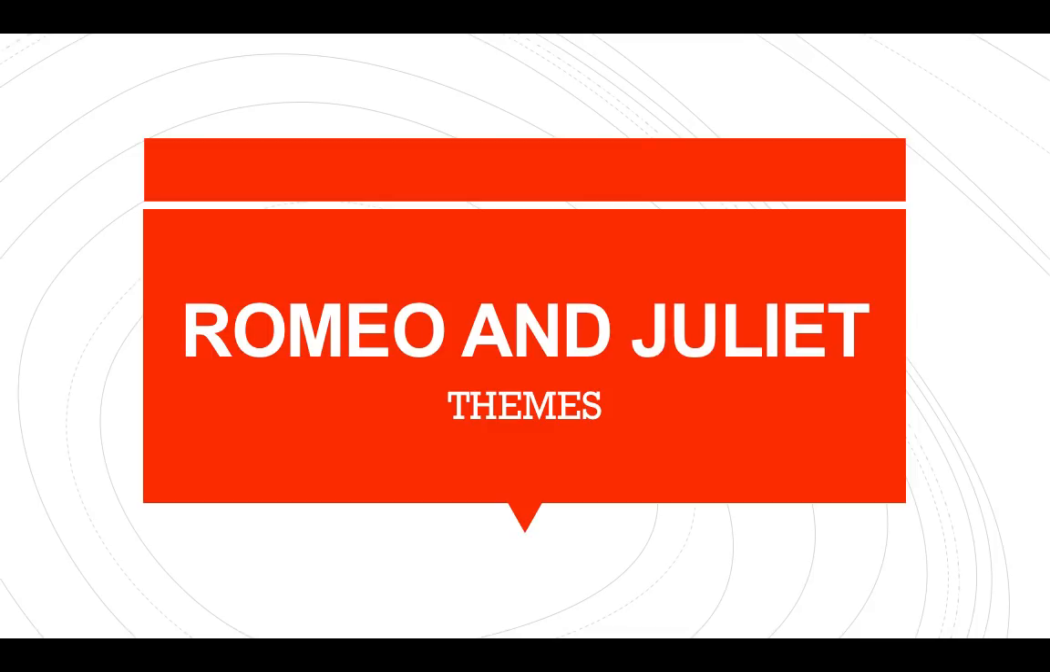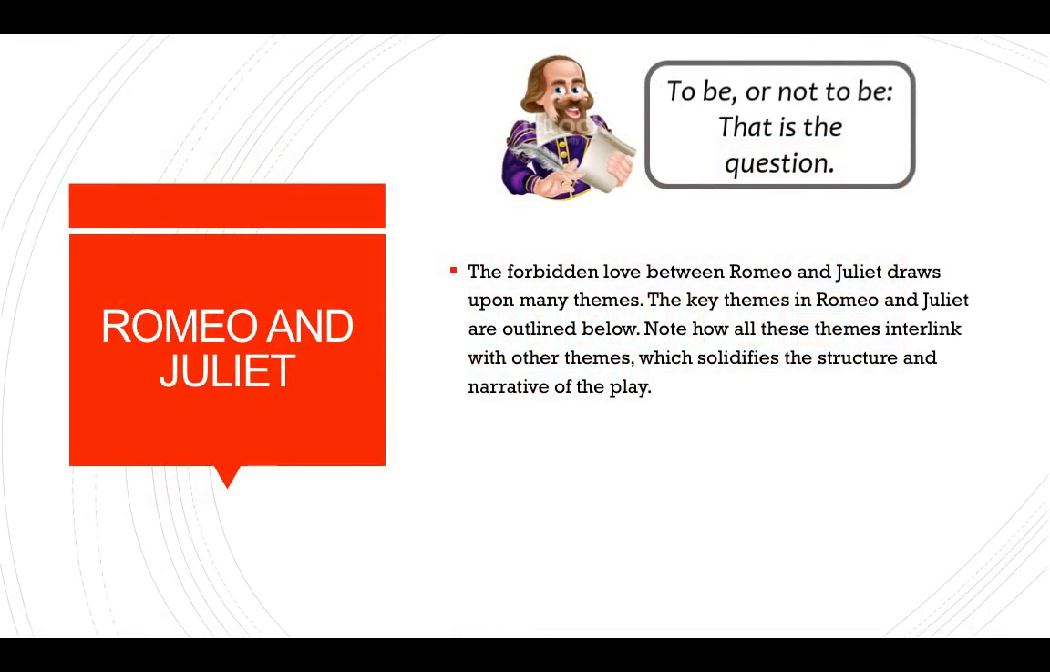This video will focus on Romeo and Juliet, and this video in particular will look at the key themes surrounding Romeo and Juliet. So the forbidden love between Romeo and Juliet draws upon many themes. The key themes in Romeo and Juliet are outlined in this video. Note how all these themes interlink with other themes, which solidifies the structure and narrative of the play.